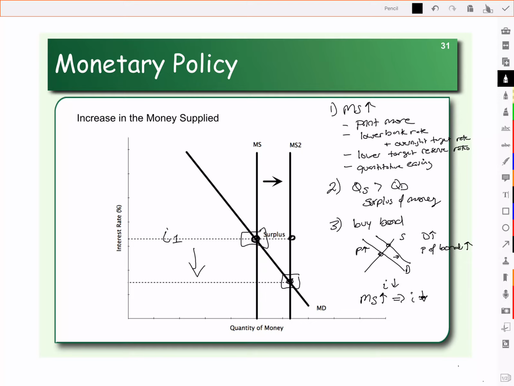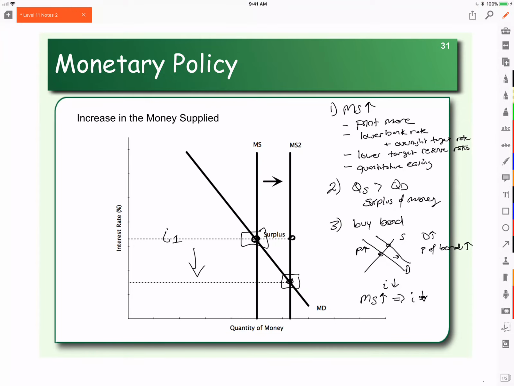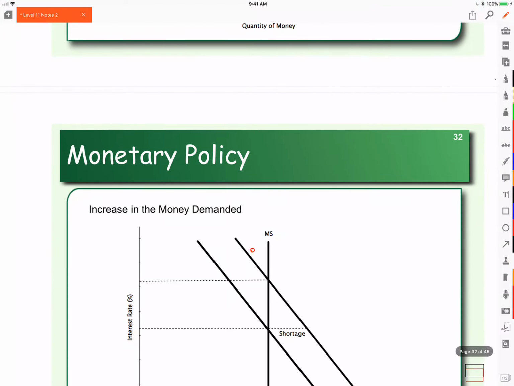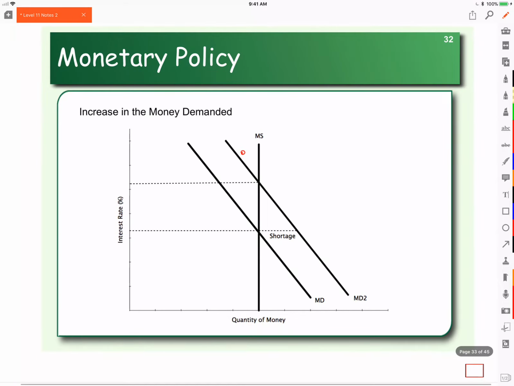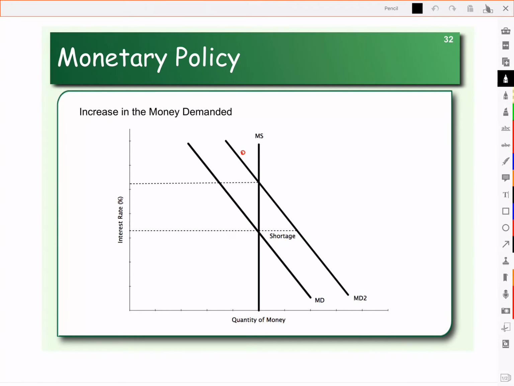Now, what happens if there's a change in demand for money? So what if the demand for money increases. So then we have to think back, what changes the demand for money? What would cause this demand graph to shift to the right? Well, we have to think back to the different types of demand. Remember, we have asset demand, and what was the other one? Transaction demand.